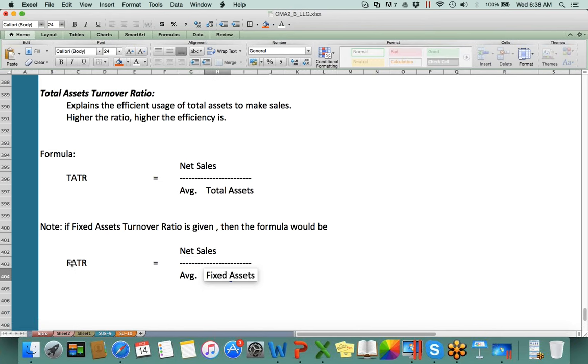So you'll have to see the formula or question properly. But total asset turnover ratio will be asked mostly. But if at all fixed asset turnover ratio is given, take the average of fixed assets and find it. And it will be giving you a number of times we made net sales, right?